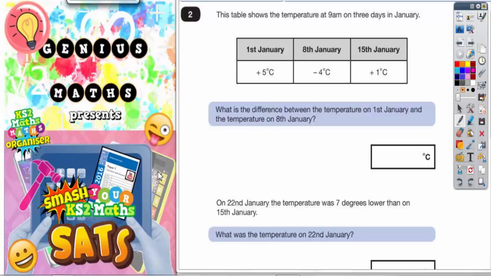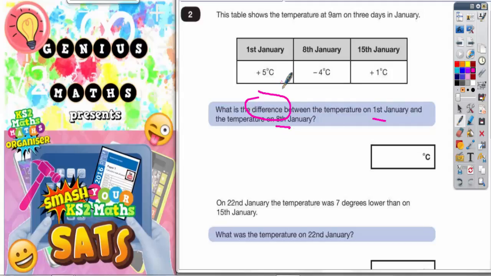Question number 2. This table shows the temperature at 9 AM on 3 days in January. So we've got the 1st of January is 5 degrees, positive 5. 8th of January is negative 4 degrees. And 15th of January is positive 1 degree. What is the difference between the temperature on the 1st of January and the 8th of January?